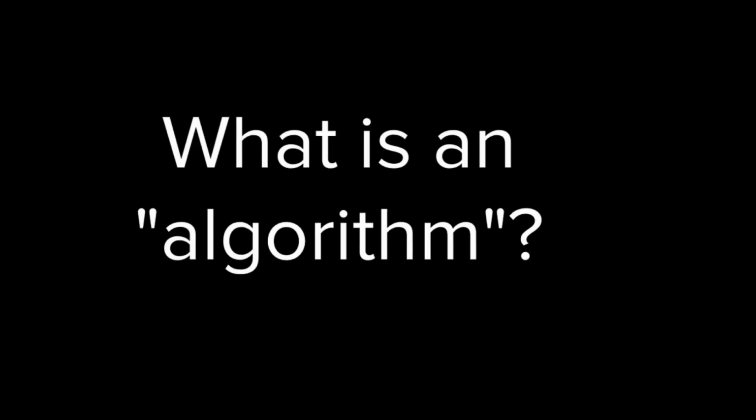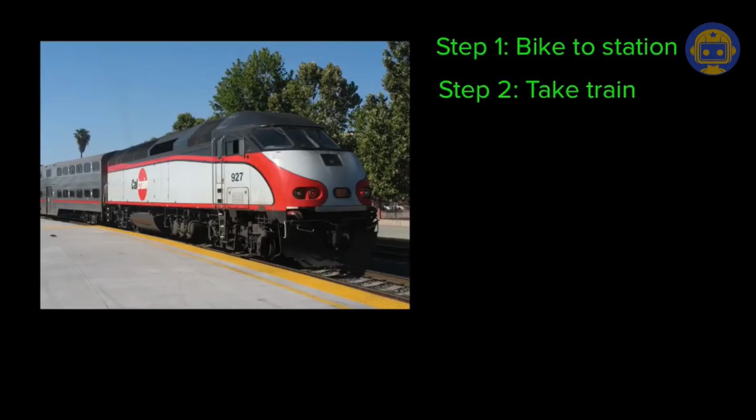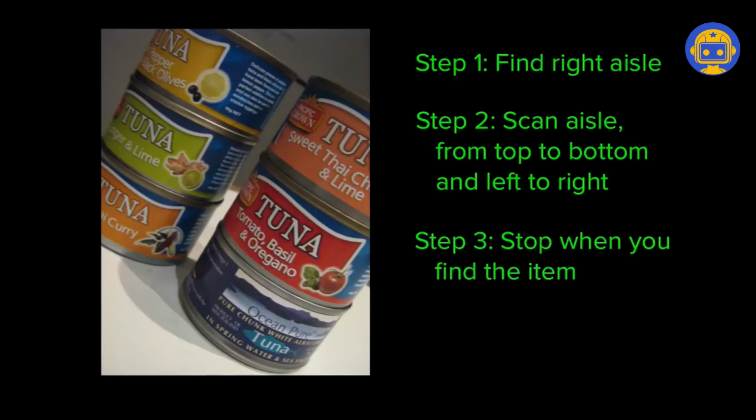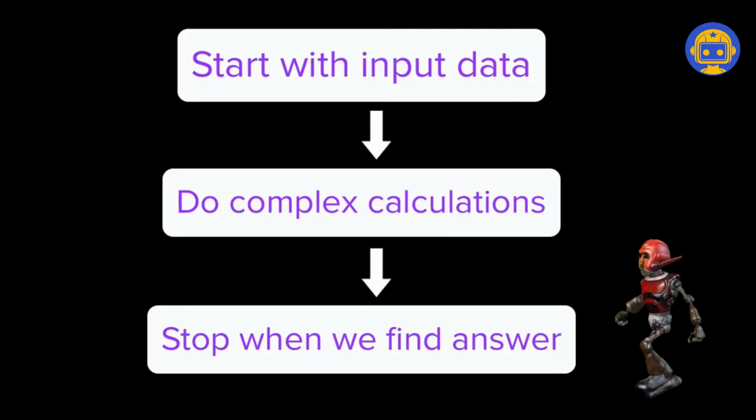What is an algorithm? One definition might be a set of steps to accomplish a task. You might have an algorithm for getting from home to school, for making a grilled cheese sandwich, or for finding what you're looking for in the grocery store. In computer science, an algorithm is a set of steps for a computer program to accomplish a task. Algorithms put the science in computer science.